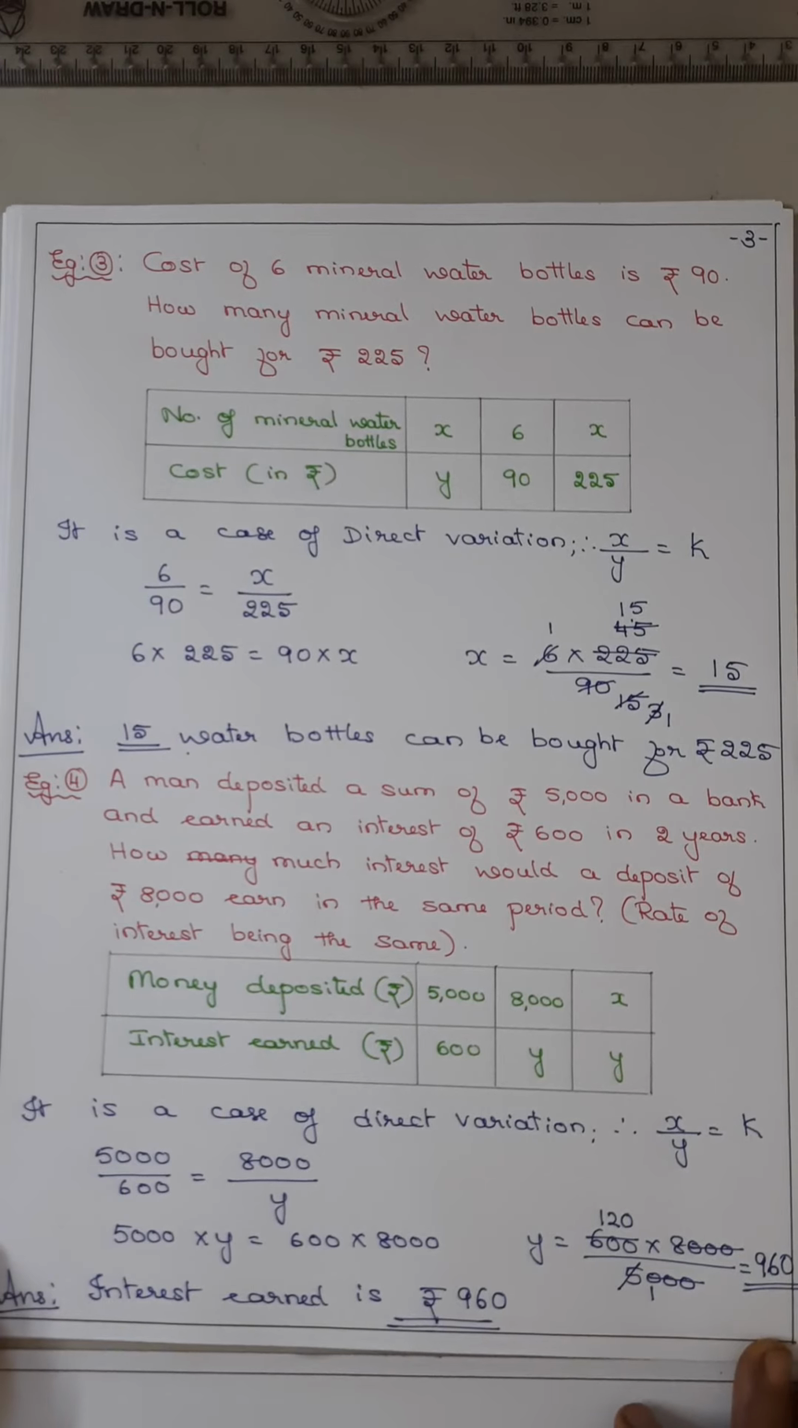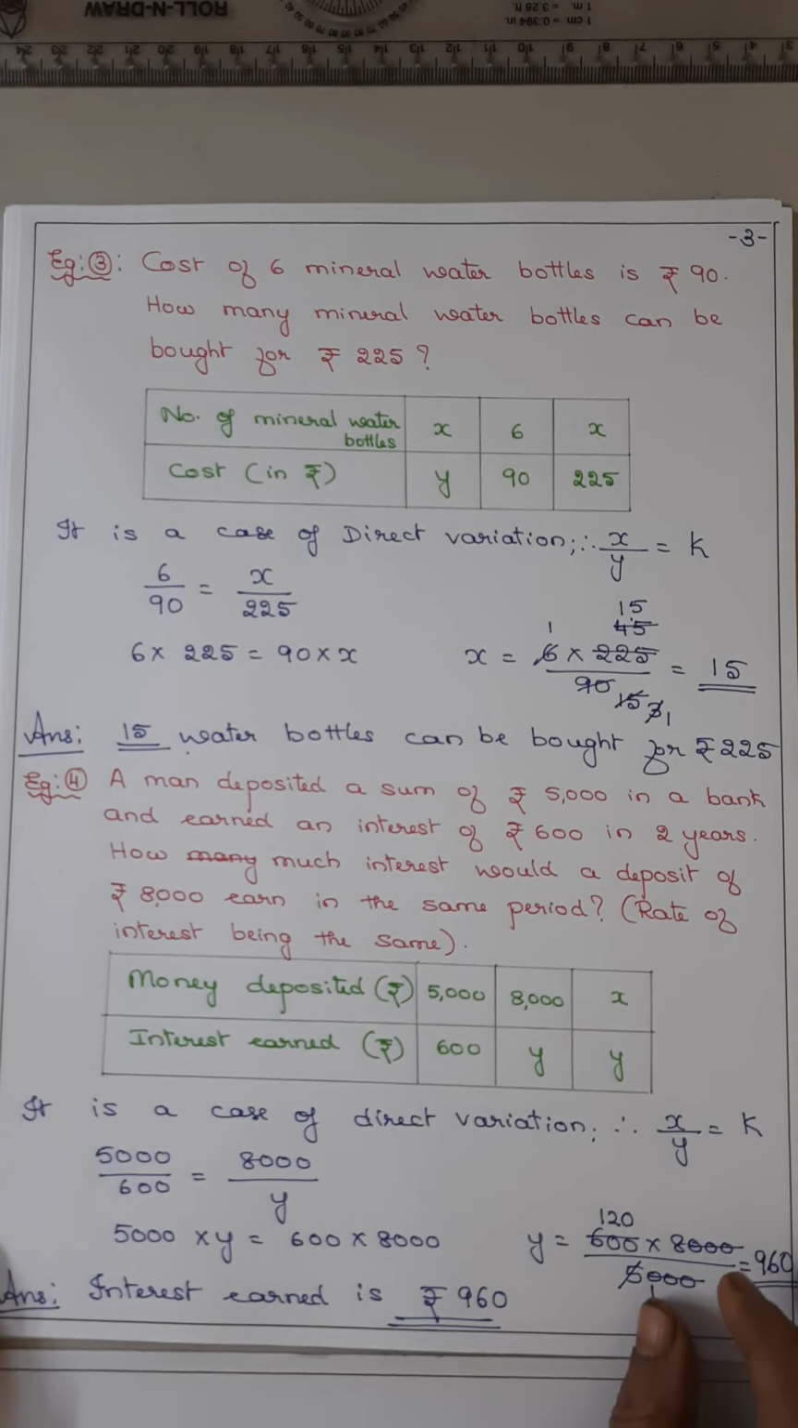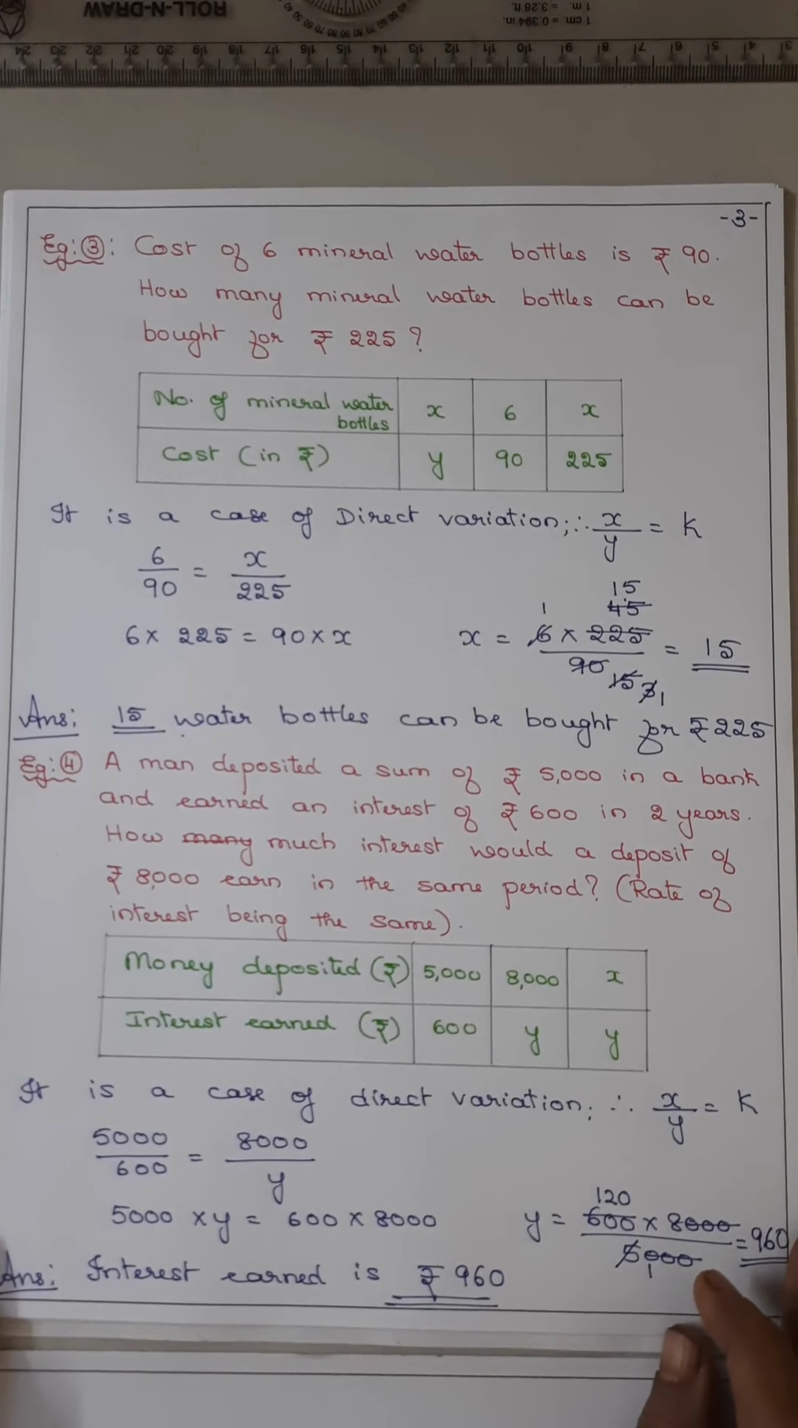रुपीस है तो रुपीस डालने का है, ठीक है. So we have completed the example 4. It is for a direct variation.